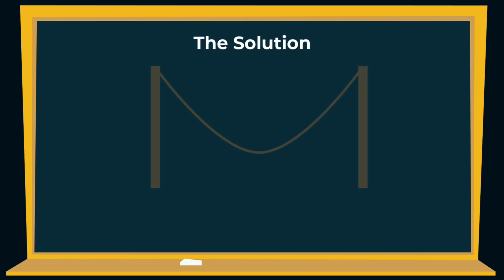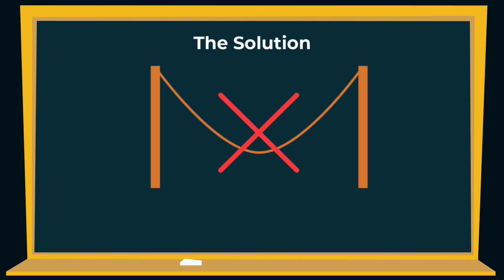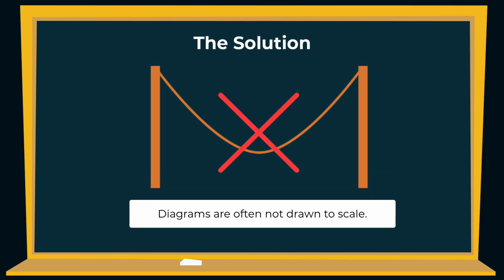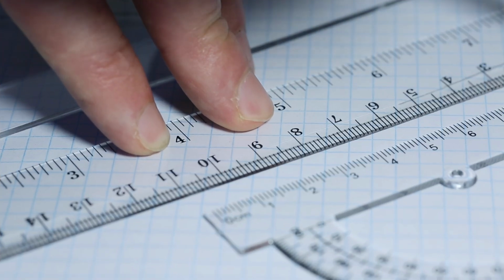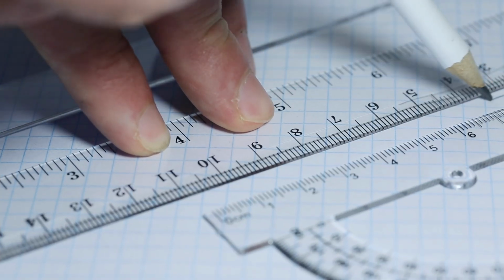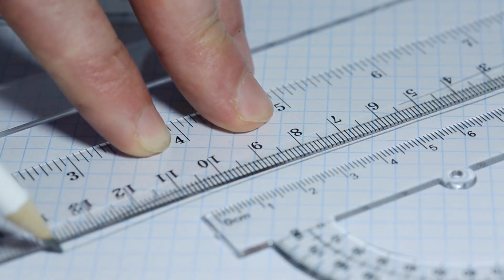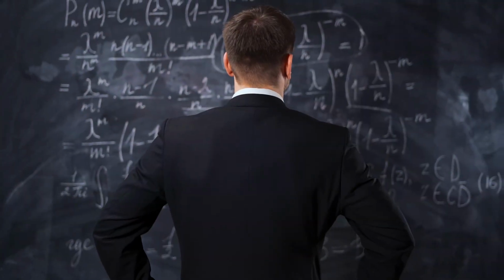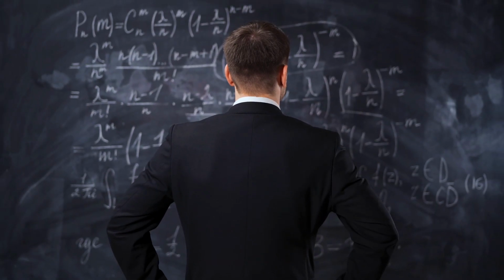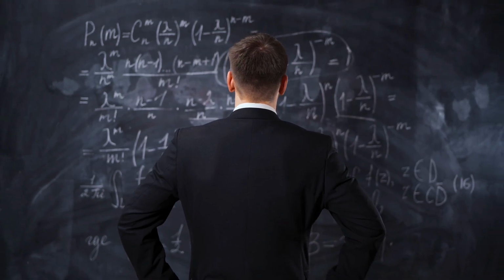The key is to first ignore the drawing. Diagrams are often not drawn to scale. This is exactly why a student can't solve a trigonometry problem by simply measuring angles or lengths with a ruler. So the actual solution comes from mathematical reasoning, not visual estimation.